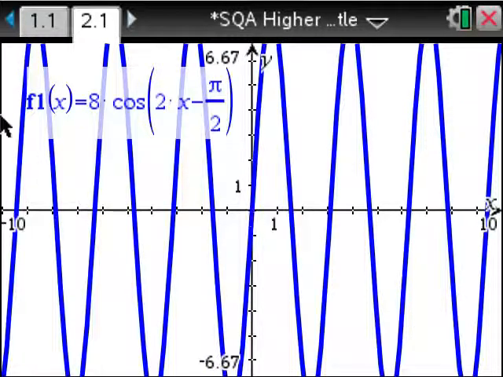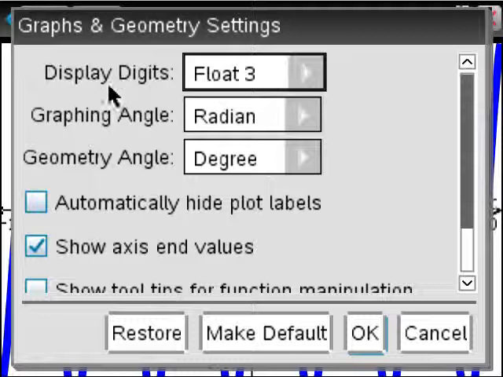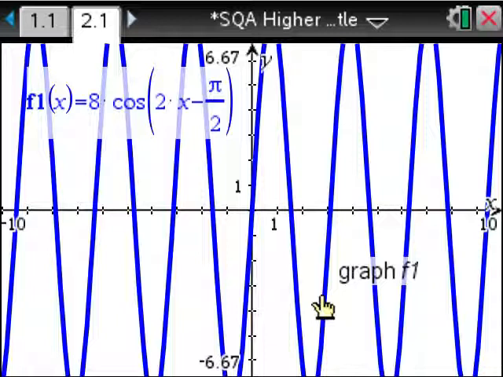Now we need to just make sure that we're in either degree or radian mode, because we're about to do some differentiation, integration, and we've got to be in radian mode. So if I press menu, settings, my graphing angle is indeed in radian, so that's good. So that's fine.